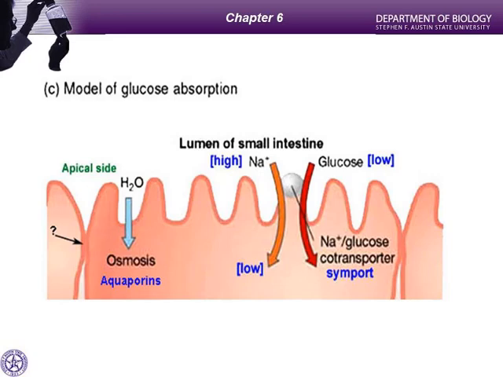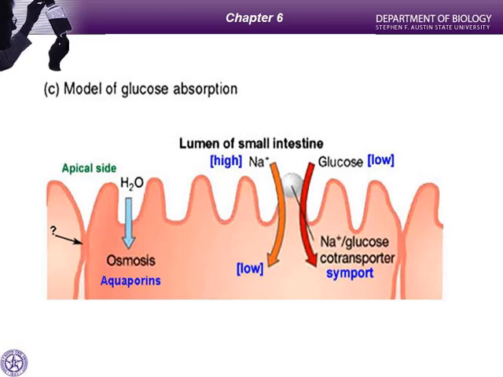Now, glucose is low outside, high on the inside. We're going from a low concentration to high concentration. What does that sound like? What's our only low to high? Active transport. So do we use energy here? That's a trick one. Be careful. No, good answer. No, we don't use energy.